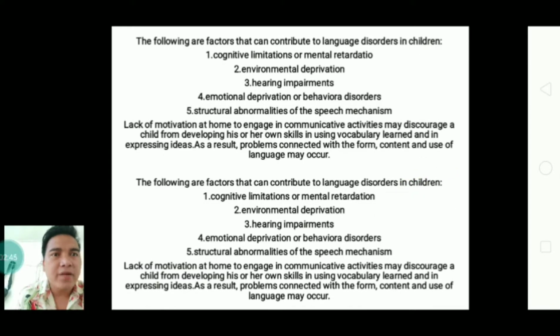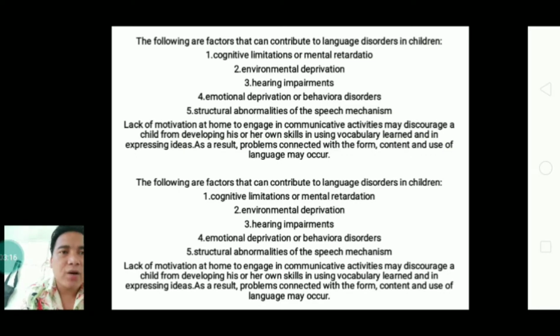The following are factors that can contribute to language disorders in children. First is cognitive limitation or mental retardation. Second is environmental deprivation. Third is hearing impairment. Fourth is emotional deprivation or behavioral disorders. And fifth is structural abnormalities of speech mechanisms.